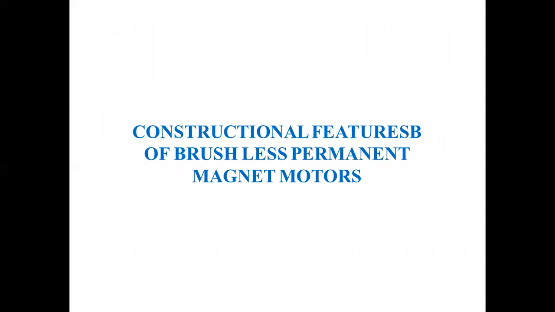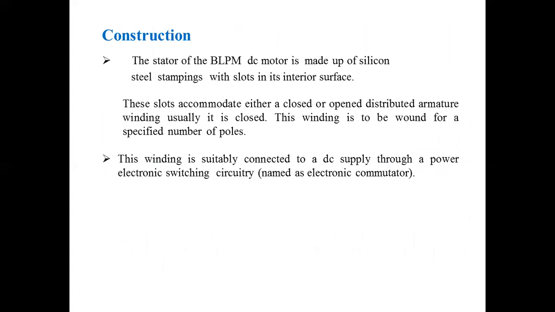Next one, constructional features of the brushless DC permanent magnet motors. The stator of the brushless permanent magnet DC motor is made up of silicon steel stampings, with slots in its interior surface. I'm not showing the diagram here, but I will show it in the next class. The stator is made up of silicon steel stampings, the same as that of the PMDC motor.